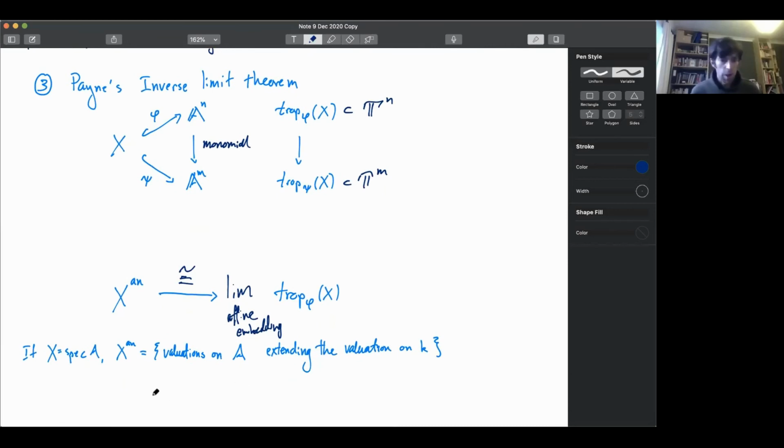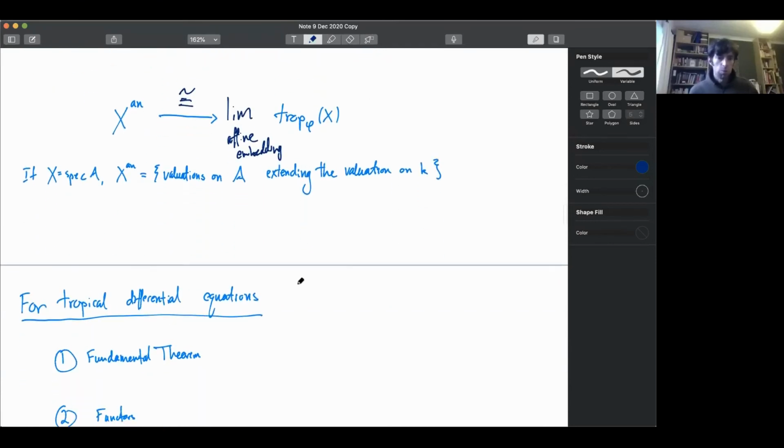And just to remind, if not everybody in the audience is familiar with this, when X is an affine scheme Spec A, then the analytification of X is just all the valuations on A that extend the given valuation on the ground field, little k.